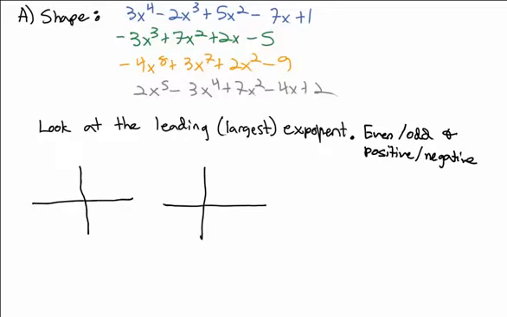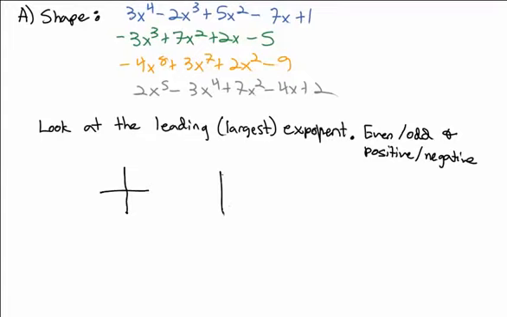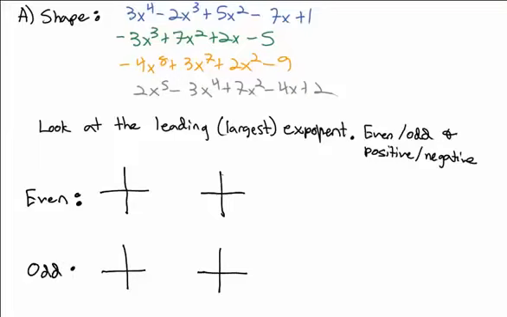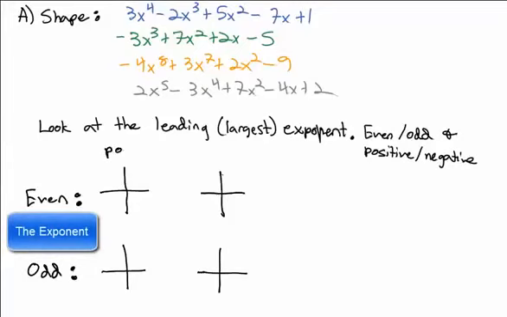1, 2, actually let's do it this way. 1, 2, 3, 4. And how we're going to label this is going across these top 2 graphs are going to represent even leading exponents. The bottom 2 graphs are going to represent odd leading exponents. And the left side are going to represent positive, and the right side are going to represent negative.